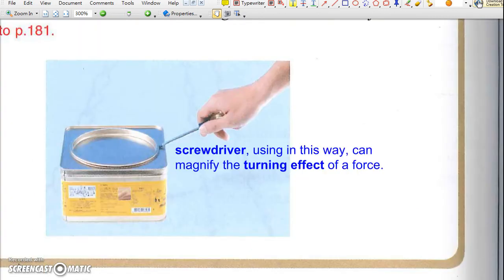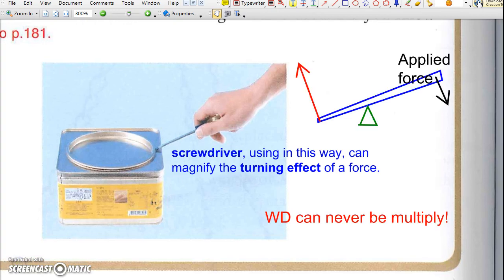Without a screwdriver, many of you may have tried to open a can using fingernails, and it mostly fails and hurts. The screwdriver, especially a larger one, can open a metal can with ease. Why? A screwdriver cannot multiply our work done, as conservation of energy does not allow. But surprisingly, any long object used as a lever in this way can multiply the turning effect of the applied force.